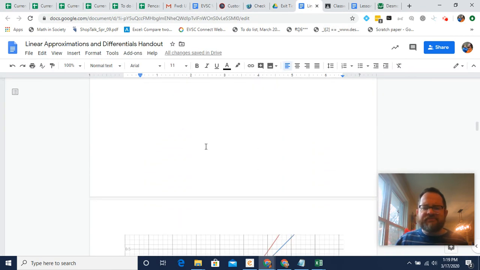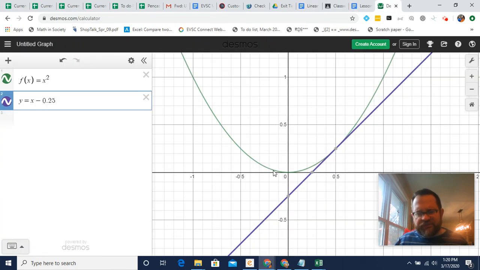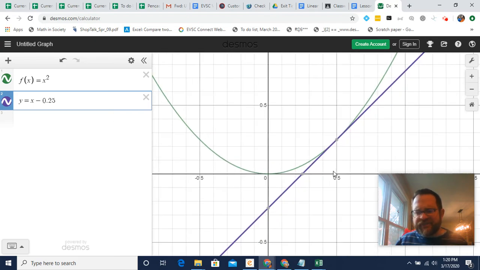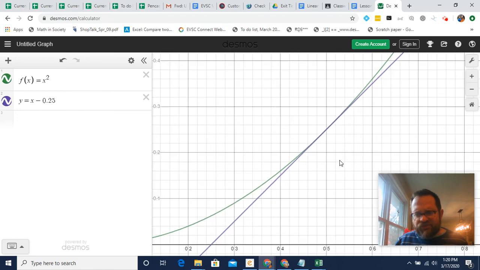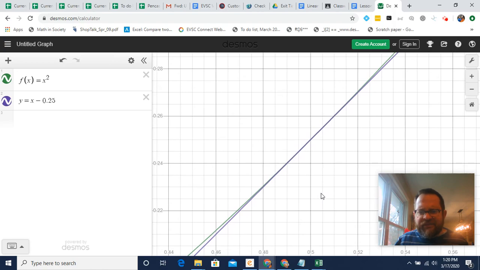And so when we look at these in Desmos here, what I want you to notice is what happens if we start zooming in. So here's our original function, f of x. It's this parabola here. And we've made this linear function, this blue thing here, which is y equals x minus 0.25. What happens if I start zooming in? And I zoom in more, and more, and more. As I get closer and closer to our original point, 0.5 right here, notice that it gets harder and harder to tell our parabola and our straight line apart.